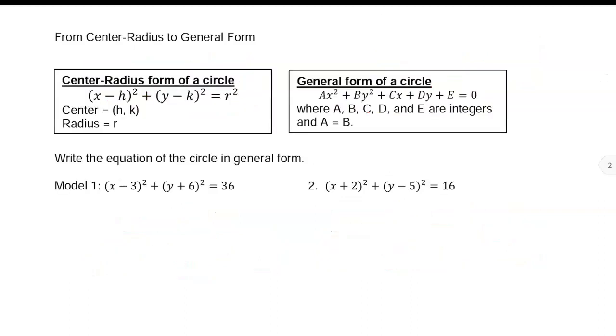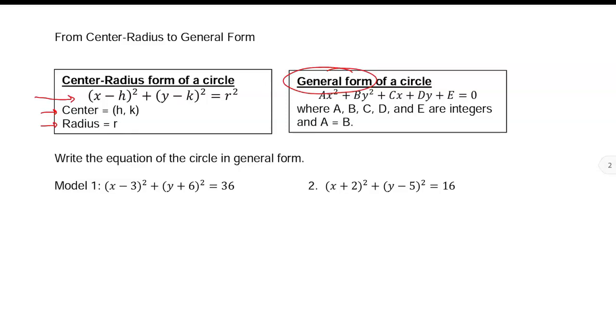We just learned what the center radius form of a circle is, meaning we can see what the center and radius are. But there's another form of the equation where you can't tell what the center and radius is, and that's called the general form of the equation of a circle. To have the general form means to have everything multiplied out.